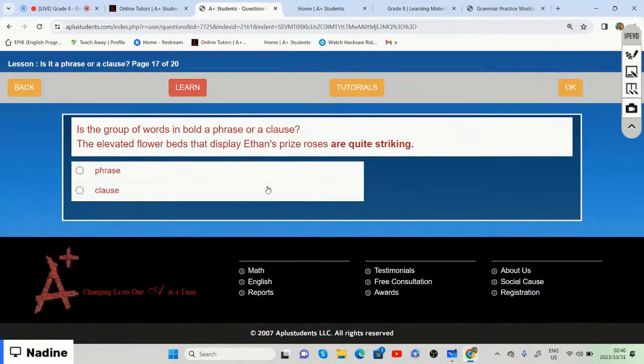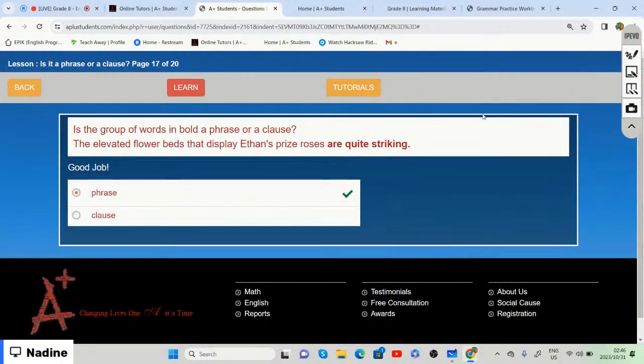Is the group of words in bold a phrase or clause? The elevated flower beds that display Ethan's prize roses are quite striking. So, the elevated flower beds, we can say this is a phrase. All right.